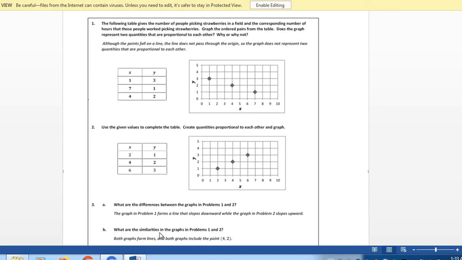What are the similarities in graph 1 and graph 2? Both graphs form lines, okay, and both graphs include the point 4 and 2.